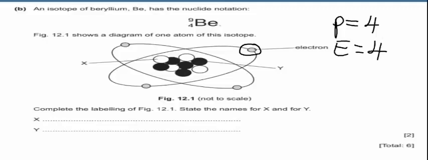The question reads, complete the labeling of figure 12.1. State the names for X and for Y. So what is X? This one here. So there are how many? X is about 4. So meaning X is going to represent the protons. Why are we saying protons? Because the number of electrons is equal to the number of protons. So X is protons. Then Y is going to represent the neutrons. The next question.